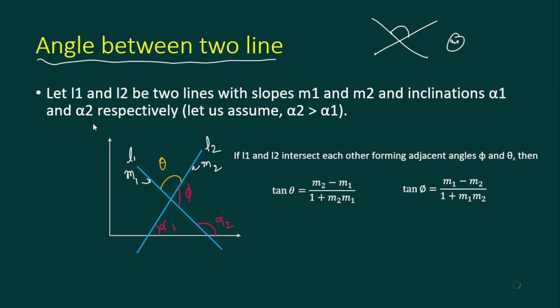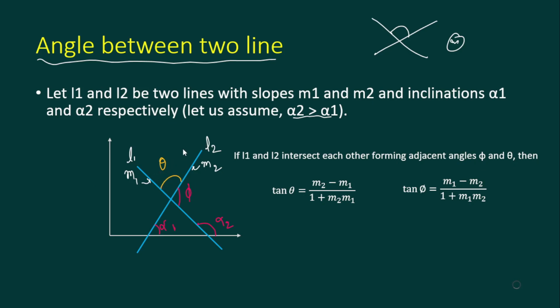Here you can see that let L1 and L2 be two lines with slopes m1 and m2. L1 has slope m1 and L2 has slope m2, and the inclinations are alpha 1 and alpha 2. Let us assume alpha 2 is greater than alpha 1. This is the assumption. L1 and L2 intersect each other forming adjacent angles phi and theta. Let's say this is phi and this is theta.